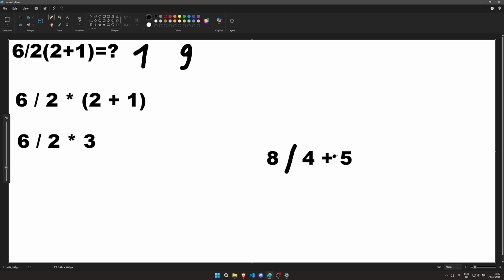And then we would add 5 to it. So this would be 8 divided by 4 plus 5. What people fail at is when you have divisions and multiplications after each other. I don't understand why, because at least I hope that you were taught that these ones are equivalent. And what do you do when you have equivalent operations?